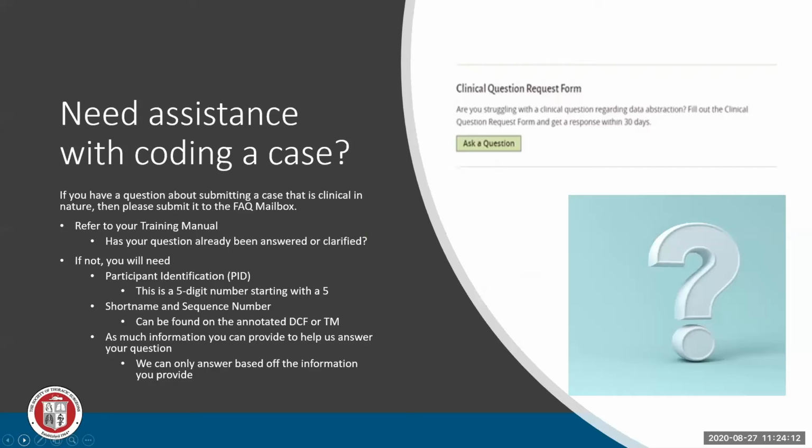Sorry, Leanne. Okay, so while you're abstracting data, if you do have a question, of course, first refer to the training manual because someone might have had the same question. If you don't see an answer there, you can go again on the STS website and submit a clinical question. You'll need some information to do that. You'll have your participant ID. It's a 5-digit code referring to your hospital or your surgeon group. It starts with a 5 for congenital. You'll want the short name and sequence number, which can be found in the specs or in the training manual. And we want you to provide as much information as you can about your question without divulging any PHI. Next slide.